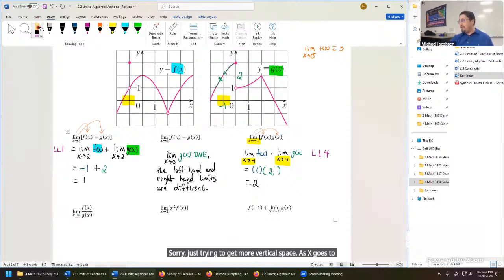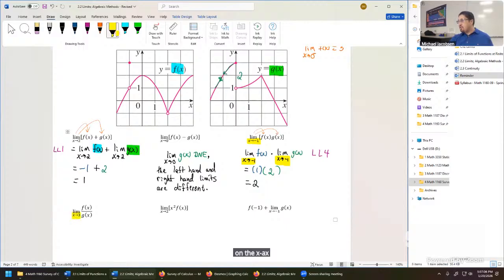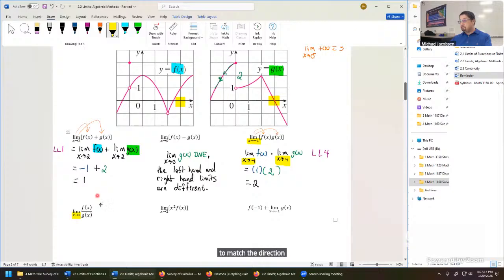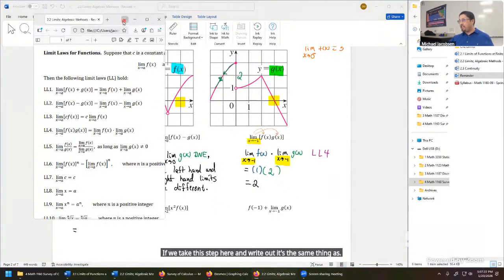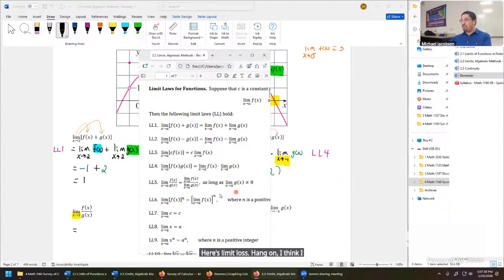So let's change our focus around. On the x-axis, it's all about 1, 2, everything right around here where the yellow highlighting is to match the direction of the limit. It's f of x over g of x. If we take this step here and write out it's the same thing as, let's take a look at our laws so we're not just writing down something random. Here's limit law. Hang on, I think I made a mistake. No, we're good. Limit law 4.